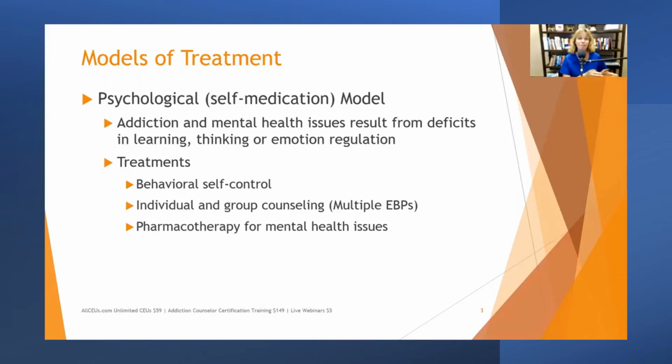You can look at behavioral self-control. You can look at individual and group counseling that have multiple evidence-based practices. And then you can also look at pharmacotherapy, especially for mental health issues, but also in some cases for substances. Now, we know that for medication-assisted treatment, there are only medications out there right now for nicotine, alcohol, and opiates. Some other medications have been shown to be moderately effective with some other drugs, but they're not FDA approved for that yet. So let's move on.